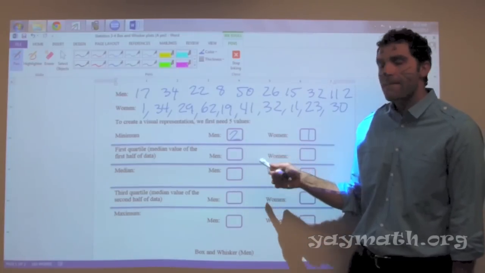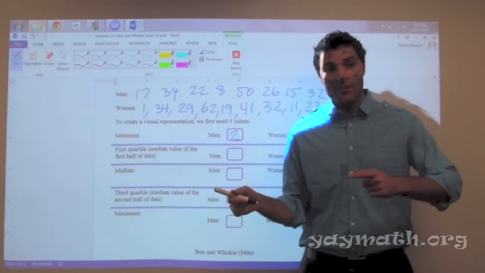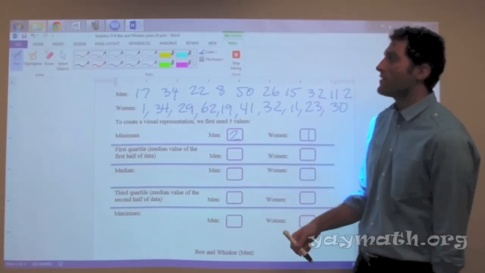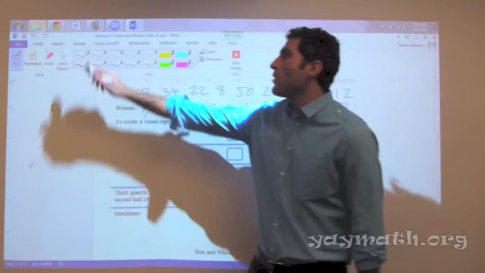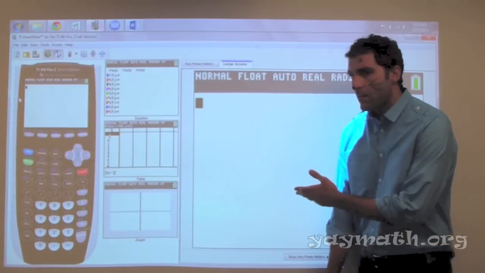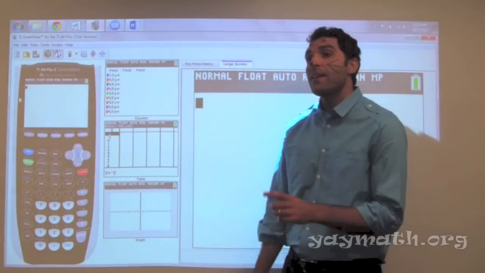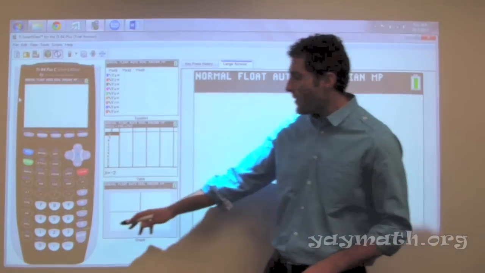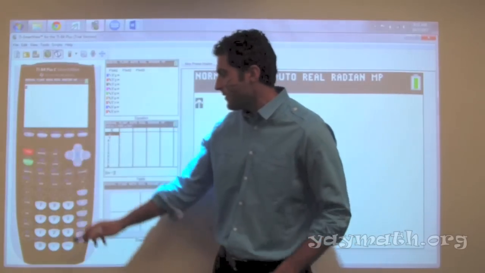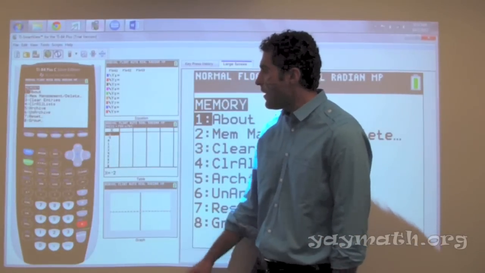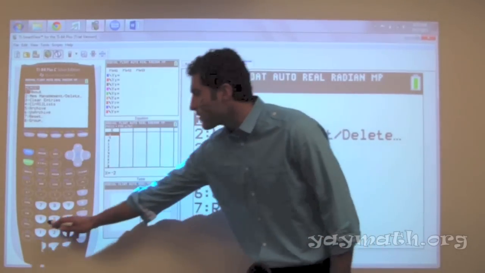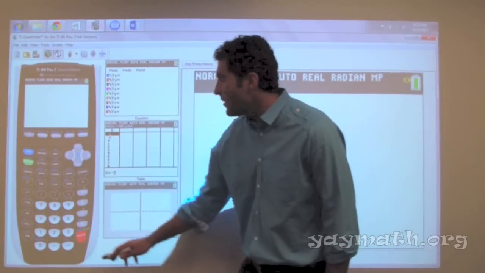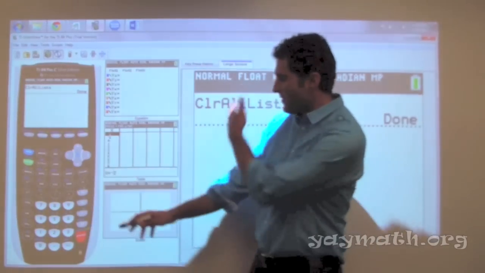So we have to put them in order first, right? Shall we use a calculator to help us? Let's sort the data using the calculator. We're going to put them in and let the calculator sort for us. Sounds good. So I'm going to clear my list in case anything's there. Second, men, and then 4 to clear my list. We'll do L1 as men because it's on the left column there.